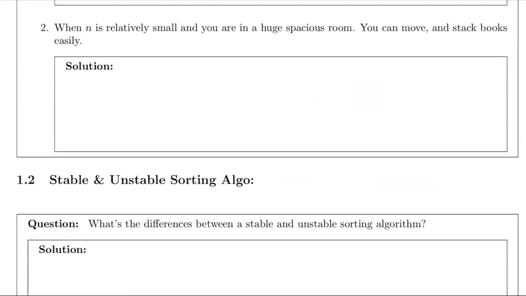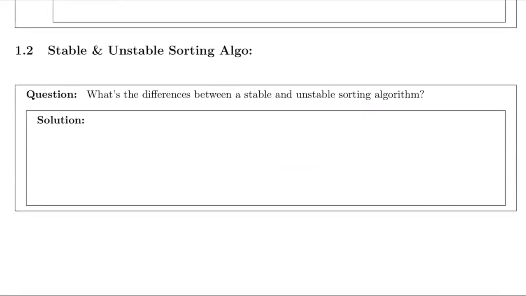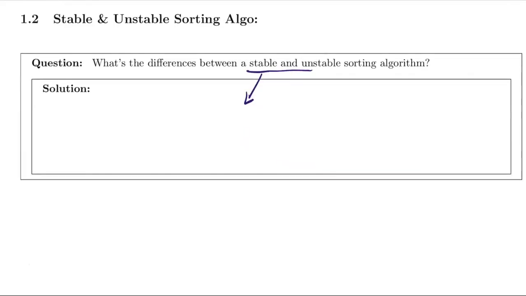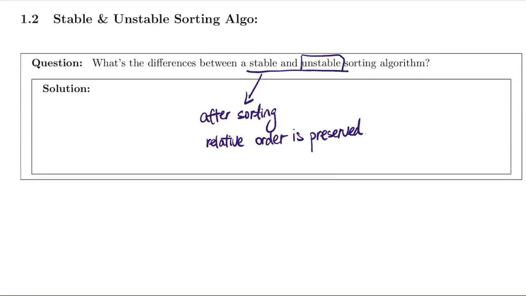Okay, I will skip the second question. It's kind of weird. So, stable and unstable sorting algorithms. What is the difference between a stable and an unstable sorting algorithm? It's a definitions question. A stable sorting algorithm means that after sorting, the relative order is preserved. And unstable means the relative order is not preserved.